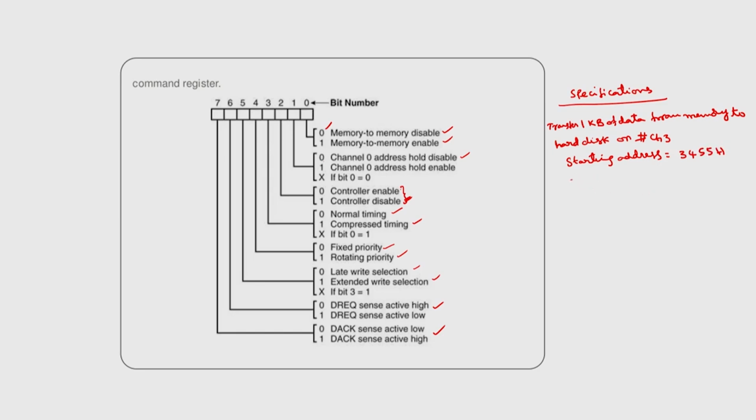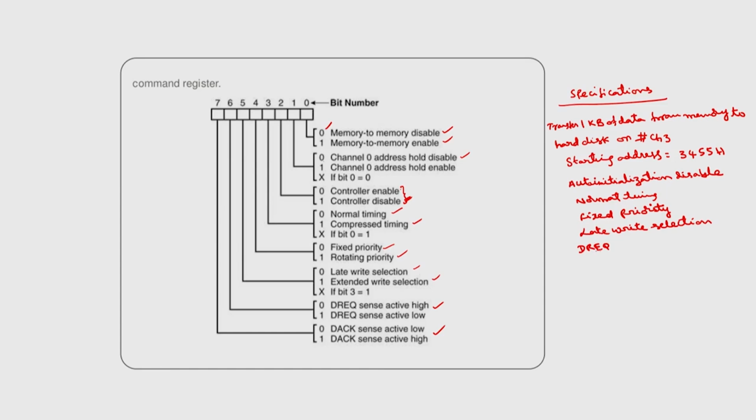And I want to use auto initialization disable, and I want to use normal timing, fixed priority, late write selection, and I want to use both DREQ.